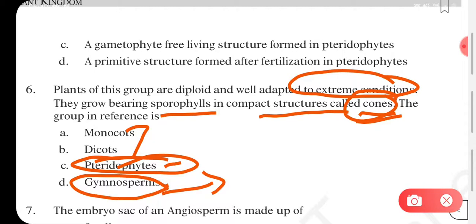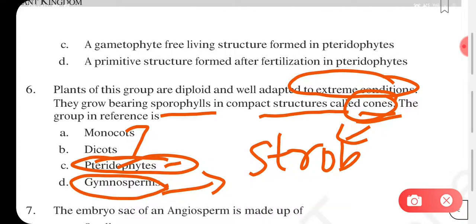call these cones strobili. Okay, cones are also called, another term is strobili. This is a salient feature of gymnosperms, fine, and they are well adapted to withstand extreme environmental conditions like extremes of temperature, humidity, and wind. I can give you an example. In the case of conifers, you will see needle-like leaves that reduce the surface area, right? And they have a thick cuticle and sunken stomata that help to reduce water loss also.